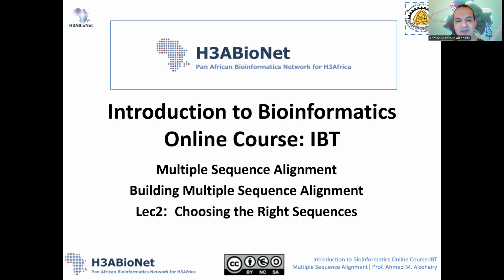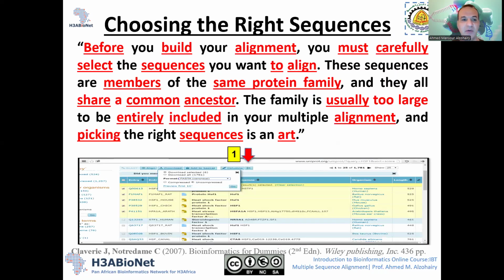In this lecture, we'll talk about how to choose the right sequences for building a multiple sequence alignment, or MSA. Before you build your alignment, of course, you have to select the sequences that you would like to be aligned. These sequences should be part, for example, of a protein family, and you would like to know the common ancestor for that family. So simply, you should gather the members of that family, members of protein, I mean.